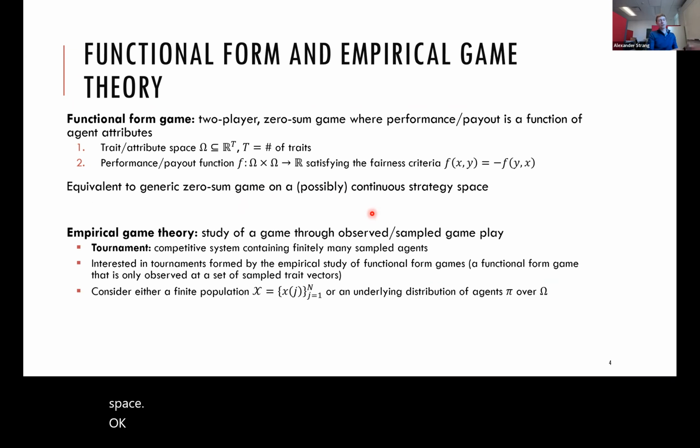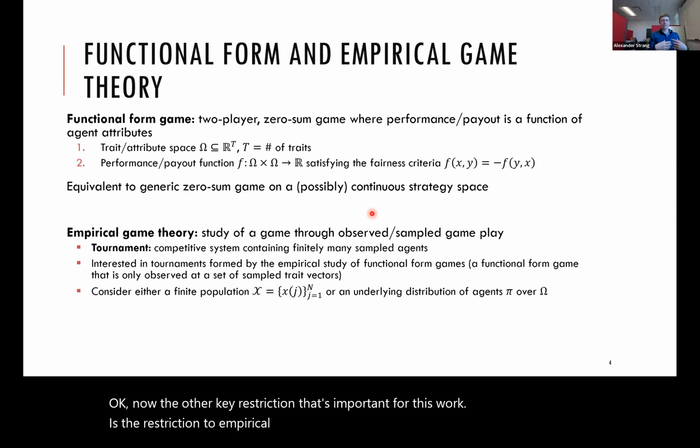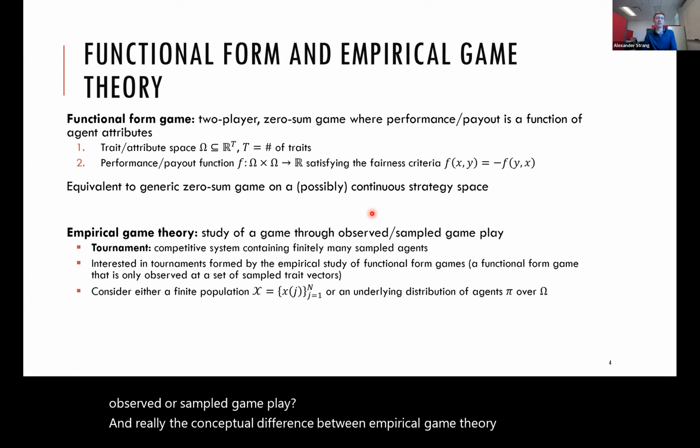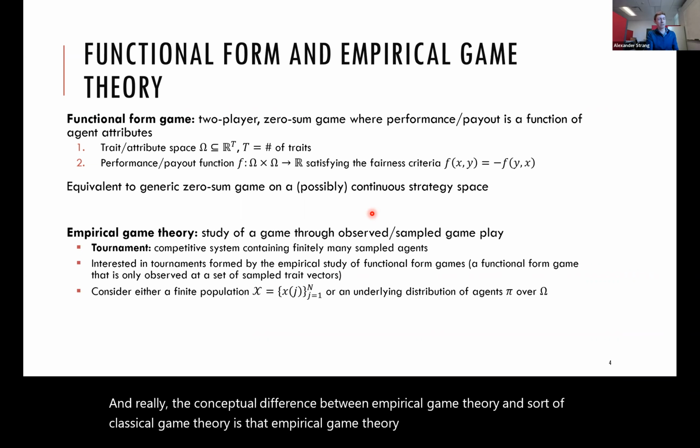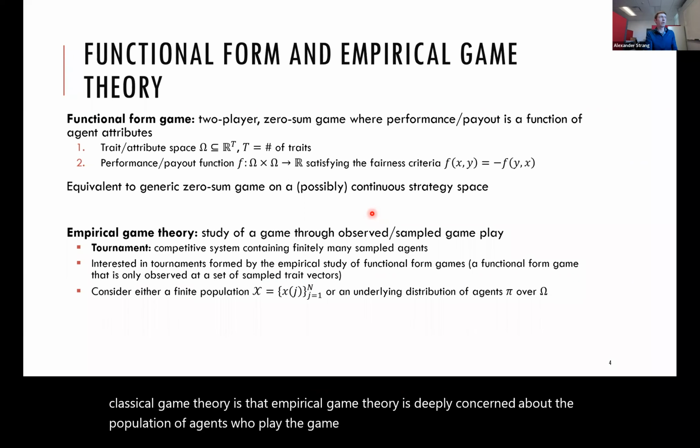Okay, now the other key restriction that's important for this work is the restriction to empirical game theory, that is the study of a game through observed or sampled game play. And really the conceptual difference between empirical game theory and classical game theory is that empirical game theory is deeply concerned about the population of agents who actually play the game, as opposed to maybe theoretically finding the optimal agent or finding equilibria.